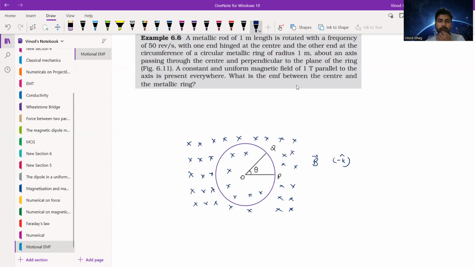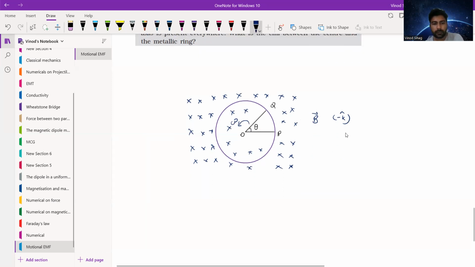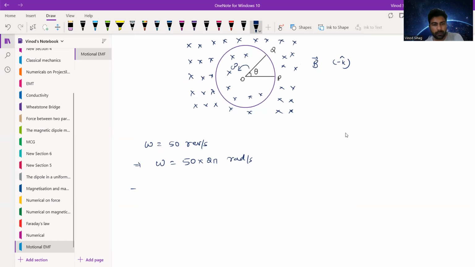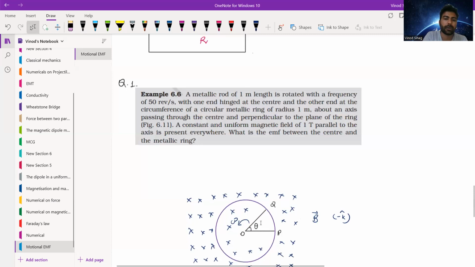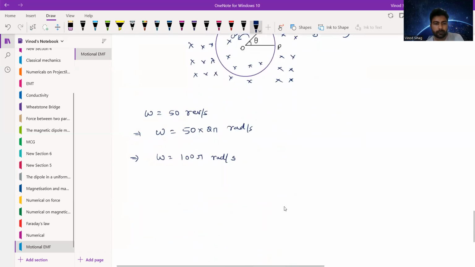And now the rod is moving with a uniform angular velocity, and that velocity is omega. The value of omega is 50 revolutions per second. Now we have to take the angle into consideration. In one revolution, there are 2 pi radians. So it will be 50 into 2 pi radians per second. So omega equals 100 pi radians per second. This is the angular speed of this rotating rod. Now the radius is given as r equals 1 meter, and the magnetic field is 1 Tesla.